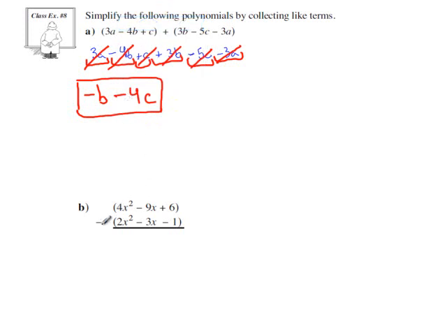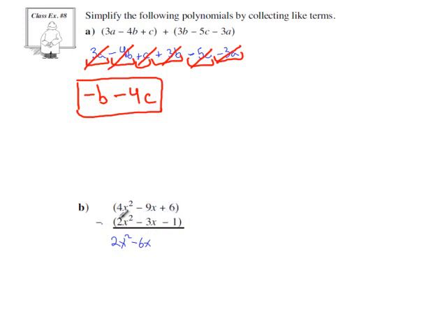4x squared minus 2x squared. So that's just 4 minus 2 is 2. So I get a 2x squared. Next one, negative 9x minus negative 3x. Be very careful here. When you subtract a negative, that means you're actually adding. So minus negative 3x is the same as plus 3x. So negative 9x plus 3x is negative 6x.